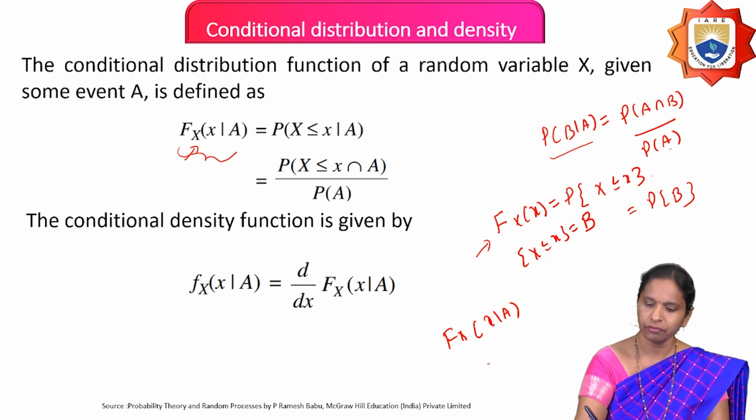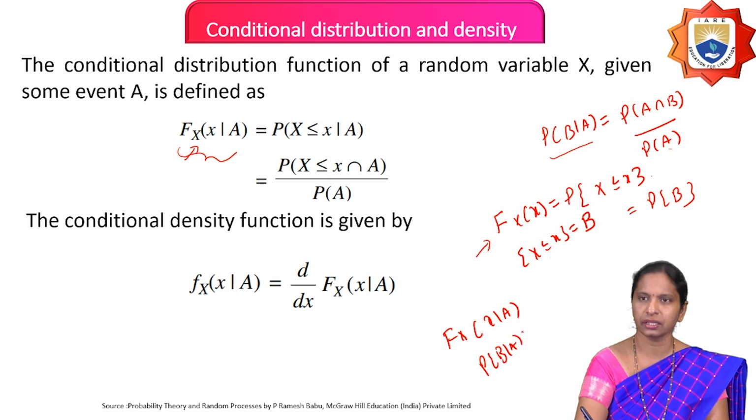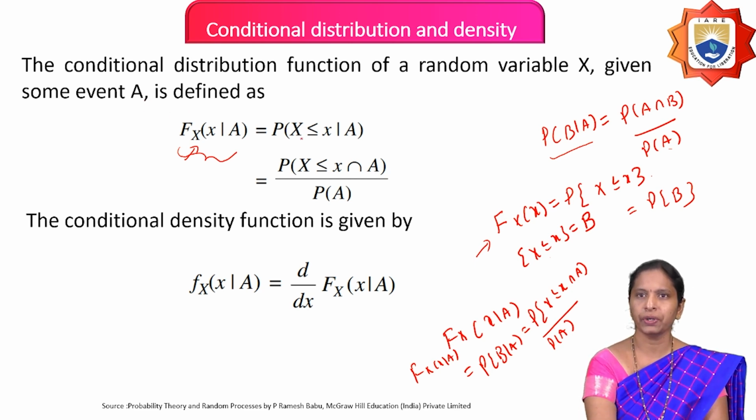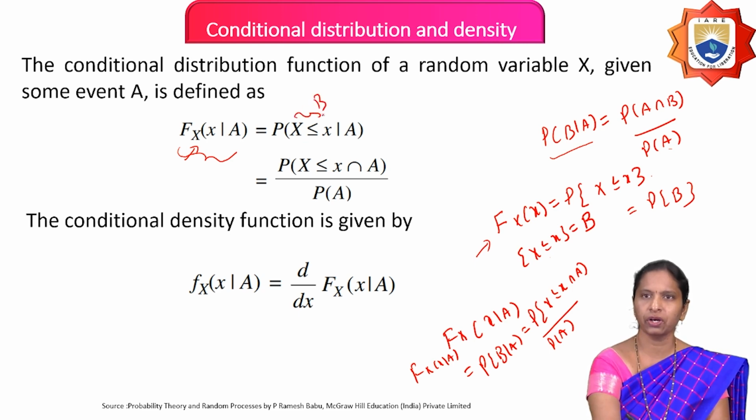So what is P of B given A? That is nothing but, as we have seen, P of B intersection A divided by P of A. Here, in place of B, I have X less than or equal to x intersection A divided by P of A. So this we call the conditional distribution function of the random variable X given the conditioning event A. So P of X less than or equal to x given A. Let us say this is like B, then P of B given A equals P of B intersection A, or A intersection B, divided by P of A. So P of X less than or equal to x intersection A divided by P of A.